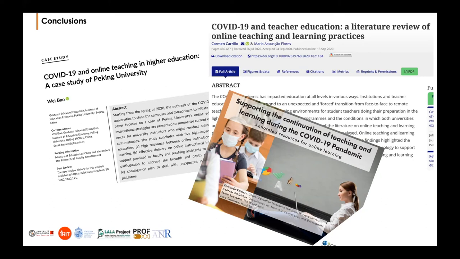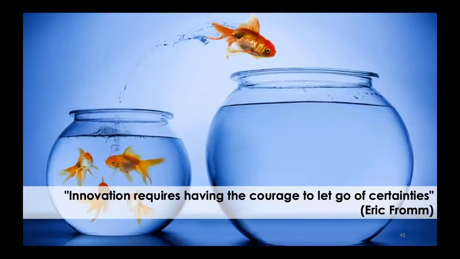And I wanted to finish this talk with a message that I always like to highlight from Erich Fromm, that says, in any case, if we want to change, if we want to transform, innovation requires having the courage to let go of certainties. We are going to face uncertainties. We are used to facing uncertainty and we have to live with that. And without that, we are not going to change anything. So just forget about what has been working so far and just try experimenting and exploring how it can work for the future. Thank you very much.